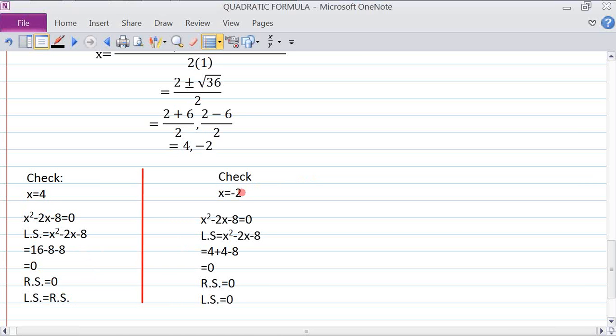We check x equals minus 2 and put it into this equation again. Minus 2 squared gives us 4. Minus 2 times x of minus 2 gives us plus 4, and here we have the minus 8. 4 plus 4 is 8. 8 minus 8 is 0. The right side is 0. The left side equals the right side, so that works out.